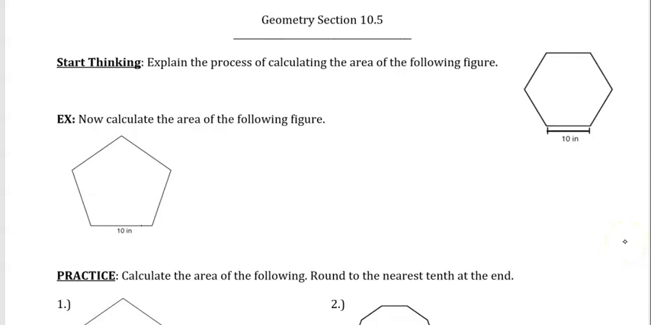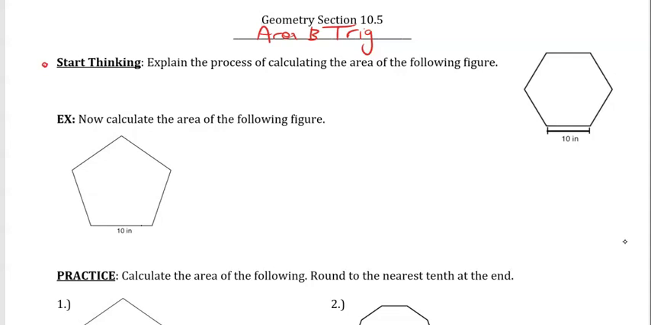We are jumping into 10.5. I'm skipping 10.4. We'll come back to it. I just wanted to finish everything that we would be doing with area first. So the lesson today is called area and trig. So let's go ahead and do the start thinking part.